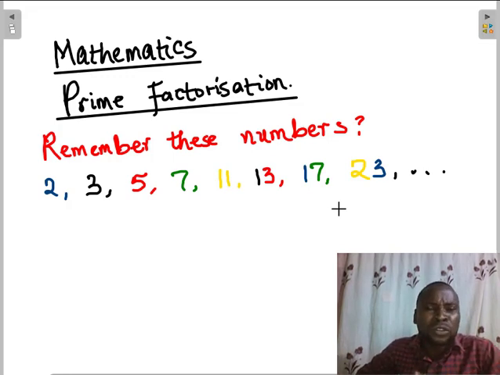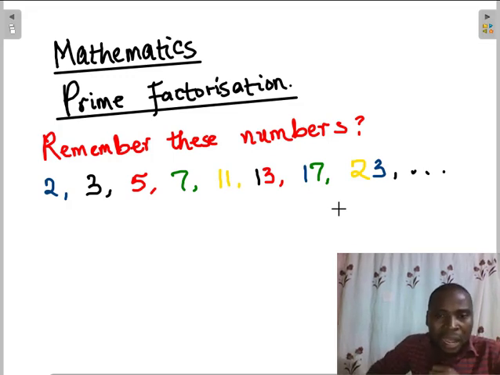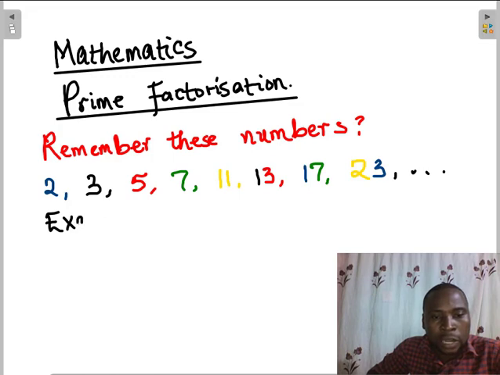So what we're going to do today is, it doesn't matter what number we take. What we're interested in is that we only want to multiply prime numbers together so that it can get us that number. All right. So that is what we're going to be doing this evening. And the first number we're going to pick, let's pick the number 40. So let's take some examples under this.